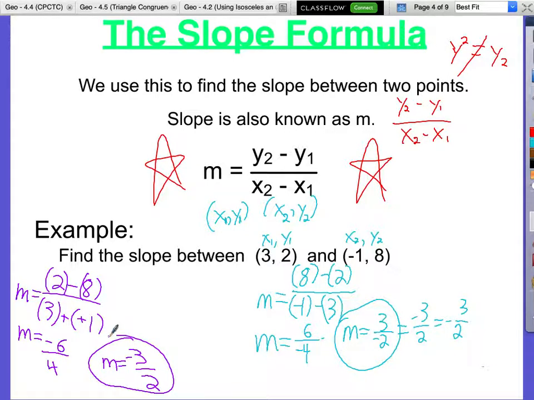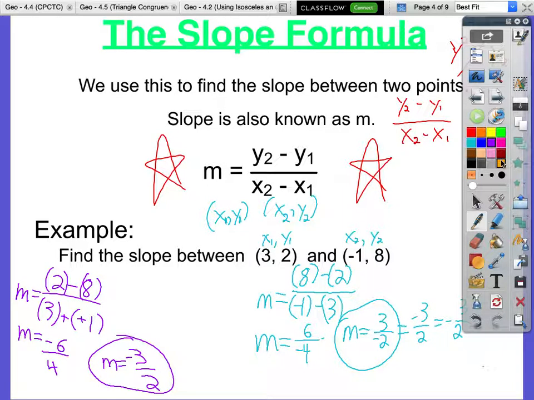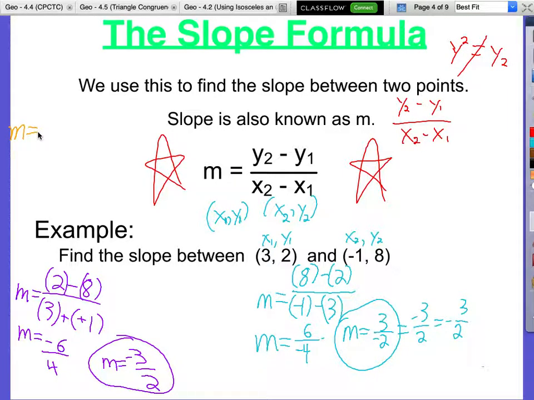Because if we don't, let's just say for grins and giggles, let's try switching the order up and see what would happen. So we'll put the 8 first like we did over here in the light blue. Let's do 8 minus 2. So this is y2 minus y1. And then let's do x1 minus x2 to flip the order up. So we'll do 3 minus a negative 1.